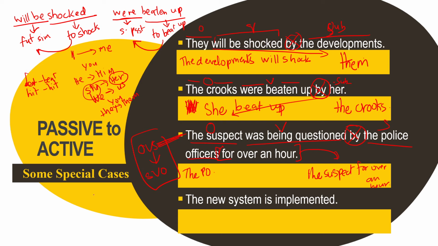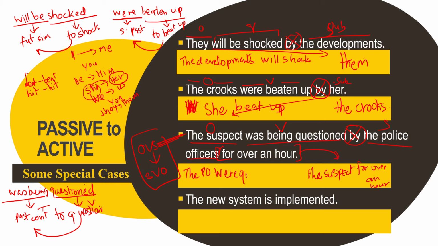Now focus on changing the verb. Was being questioned. Was being is what form of to be? Was tells you past, being tells you continuous. Questioned is the participle of the verb to question. You found the verb, found the tense. Put the verb in the tense. So, to question in the past continuous tense: the police officers were questioning. Okay, and that's your answer. The police officers were questioning the suspect for over an hour.